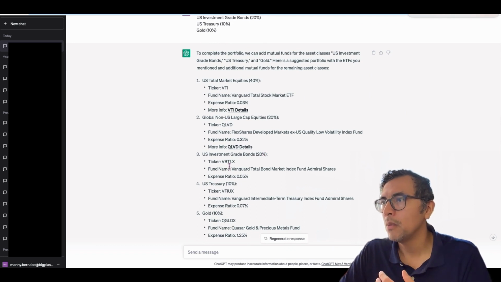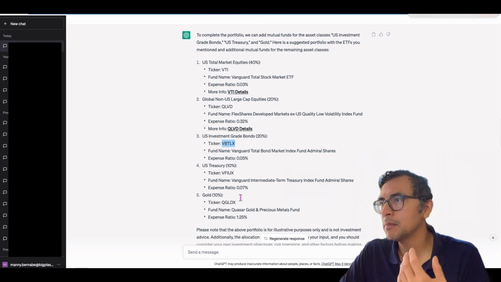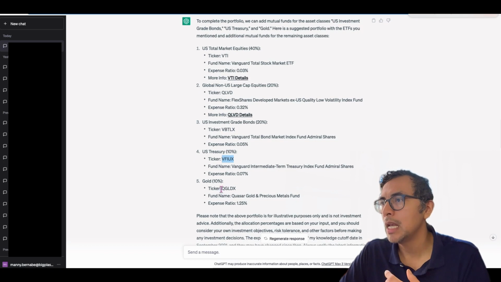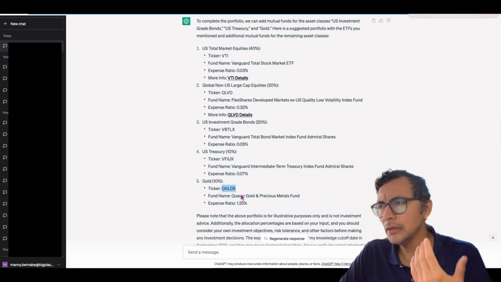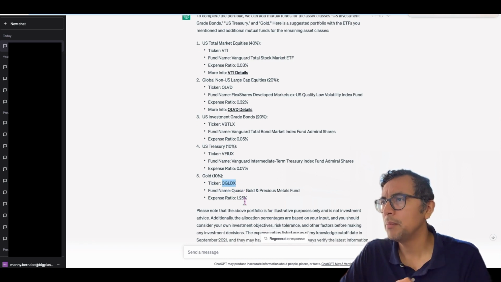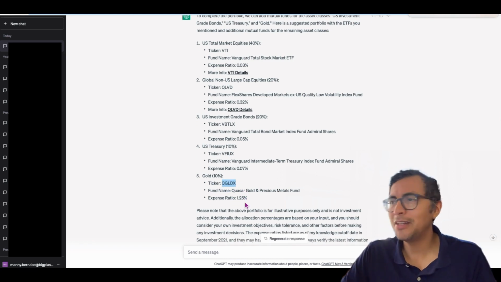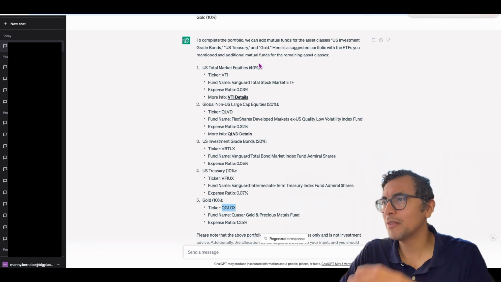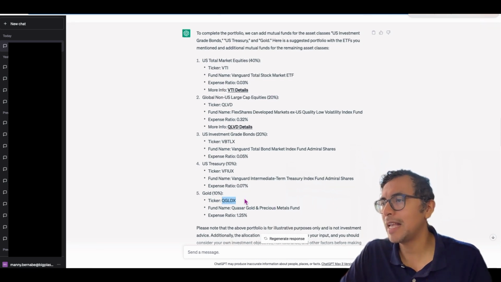So now we have this Vanguard mutual fund for investment grade bonds, we have this Vanguard mutual fund for US treasury, and then we have this fund for gold, 10%. I'm kind of unfamiliar with this fund, but all right, it seems to have done what we wanted in terms of constructing a portfolio for these five asset classes.